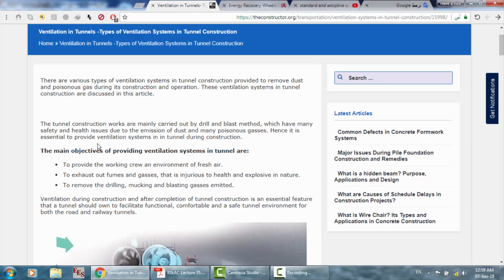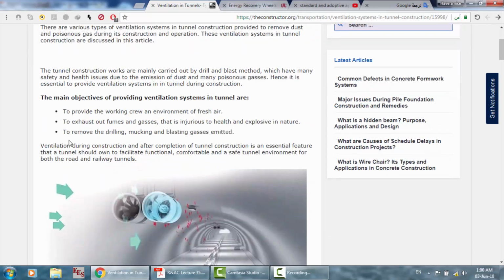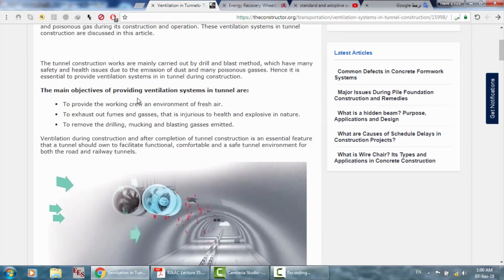Tunnel construction works are mainly carried out by the drill and blast method, which has many safety and health issues due to the emission of dust and many poisonous gases. Hence, it is essential to provide ventilation systems in the tunnel during construction. The main objectives of providing ventilation systems in a tunnel are to provide the working crew an environment of fresh air, to exhaust fumes and gases that are injurious to health and explosive in nature, and to remove the drilling, mucking, and blasting gases emitted.